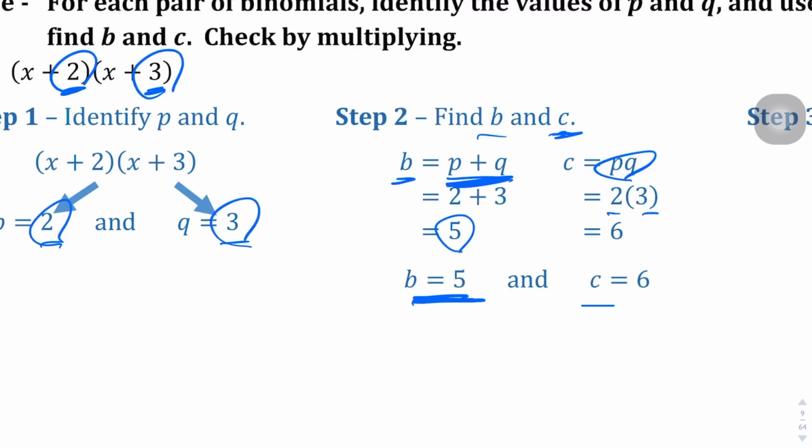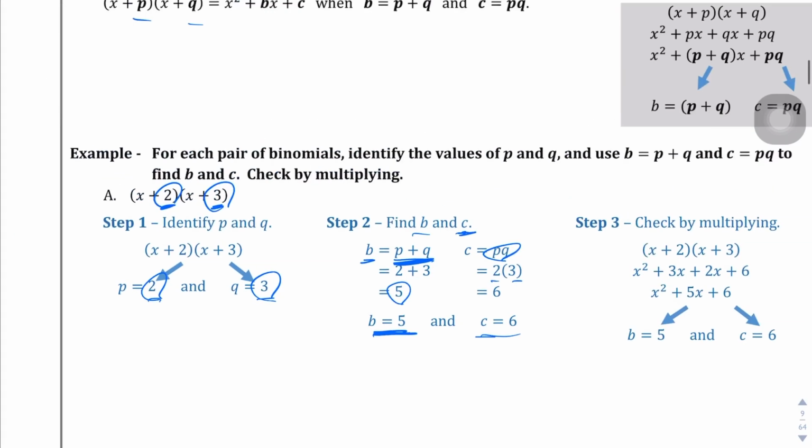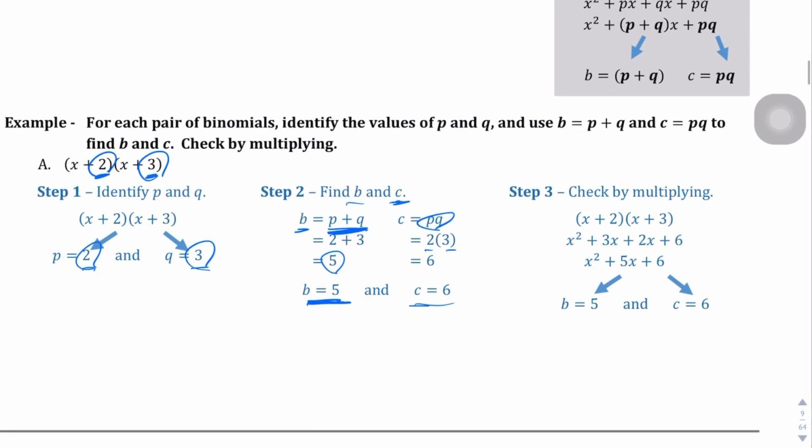And then what you're going to do with that information, B and C, is check by multiplying. If you do the box method, they want to know what you get, and sure enough, if you do the box method on x plus 2 and x plus 3, and here they're actually FOILing, what you end up with is the second term and this third term. So that's what they mean by B and C.